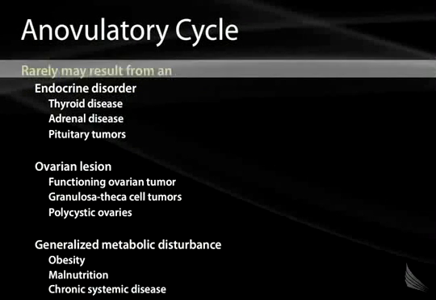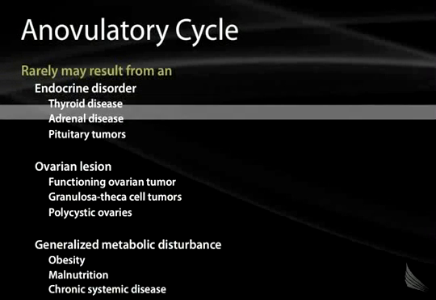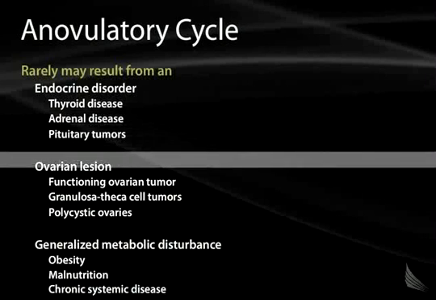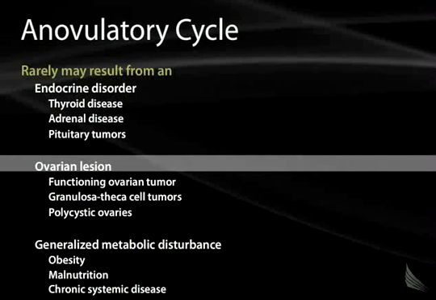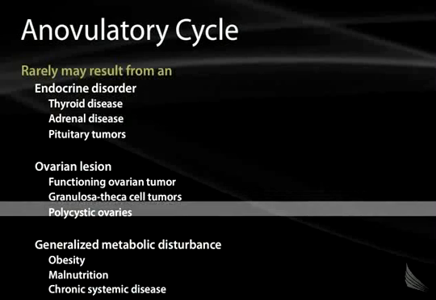Anovulatory cycles can also result from various endocrine disorders, including thyroid disease, diseases of the adrenal or pituitary tumors, anything essentially that can upset the endocrine axis. Various ovarian lesions can also lead to an anovulatory cycle, including the granulosa theca cell tumors or polycystic ovaries, anything that upsets the delicate estrogen-progesterone balance.